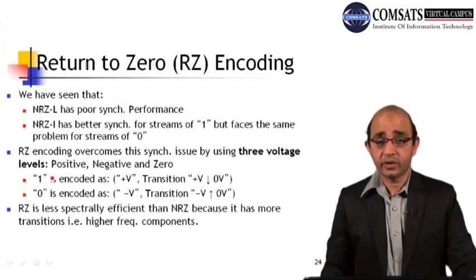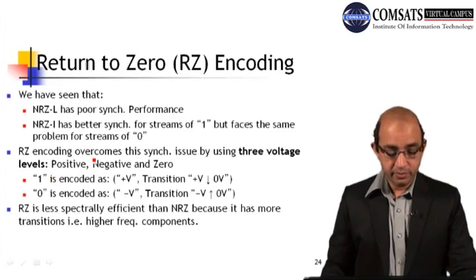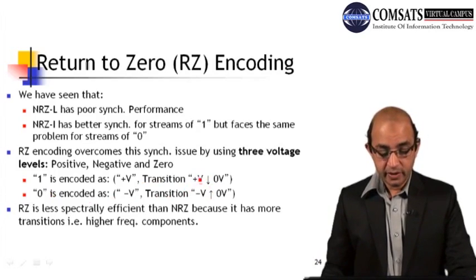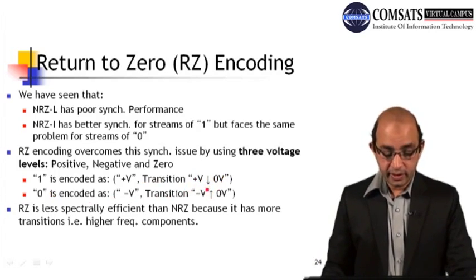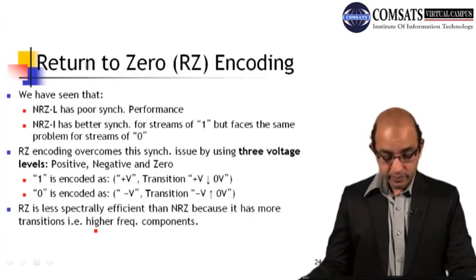The circuitry or the implementation will be a bit more complex over here. 1 is encoded as plus V, right? And 0 is encoded as minus V transition, right? So this is, you can say, the falling edge, plus V to 0V, right? And this is the rising edge, right? Efficient than NRZ because it has more transitions, right? So higher frequency component, right?